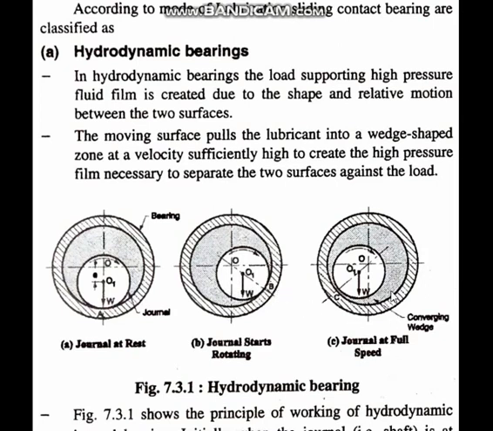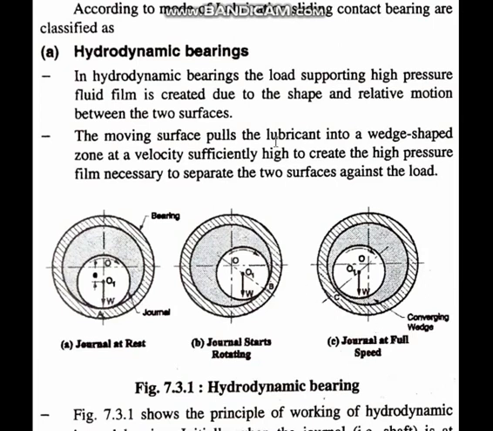But when it is at full speed, between the shaft and the bearing there is no contact; a thin film is there because of the motion of the shaft inside the bearing. It is ensured that all this will be sealed, so it is not that the oil will fall off. This is oil. Because there is no contact at all, the friction can be very low. Such types of bearings are called hydrodynamic bearings.